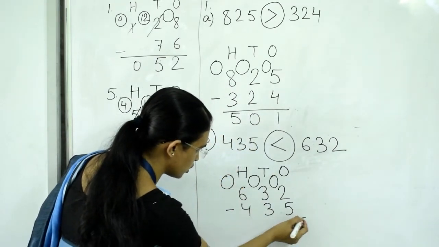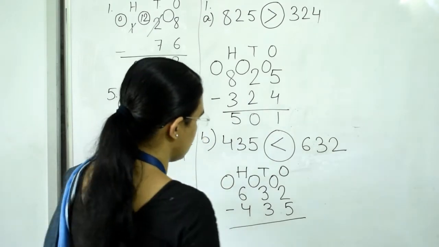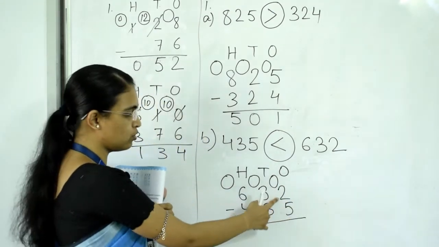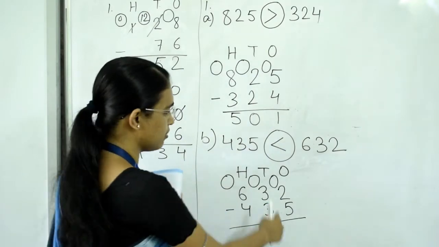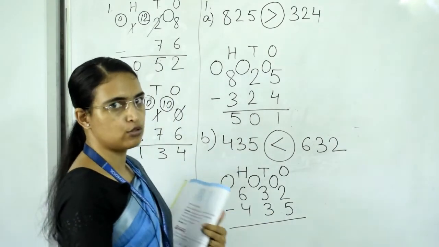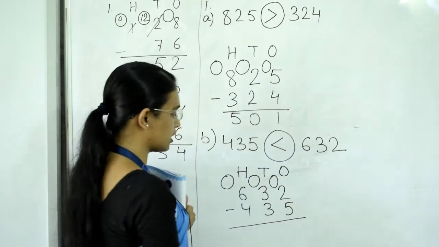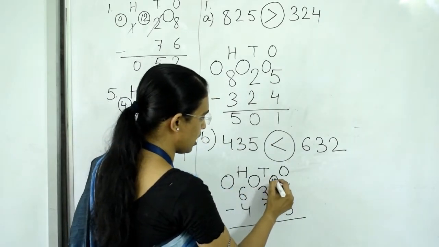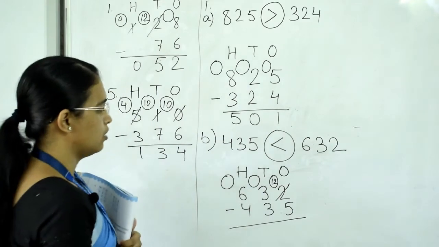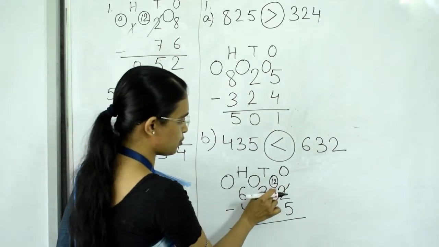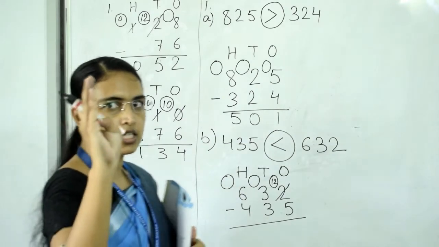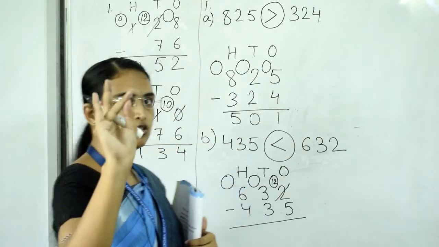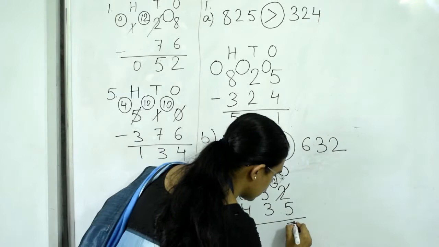Now you have to check the ones place. Here at the top we have 2 and at the bottom we have 5. So 5 is greater than 2. That means we have to take the carry. When you take the carry, 2 becomes 12. Now we have to subtract 5 from 12. So what comes after 5? 6, 7, 8, 9, 10, 11, 12. 7. So the answer is 7.